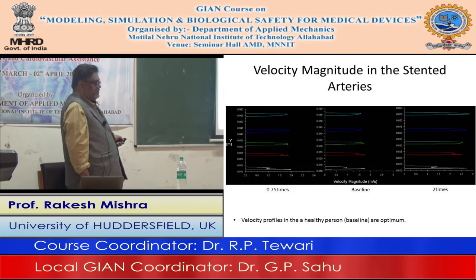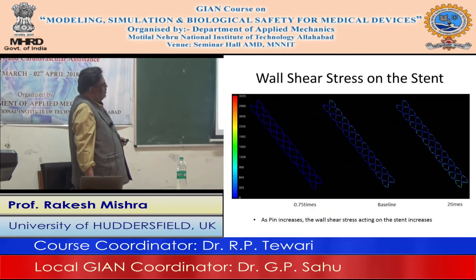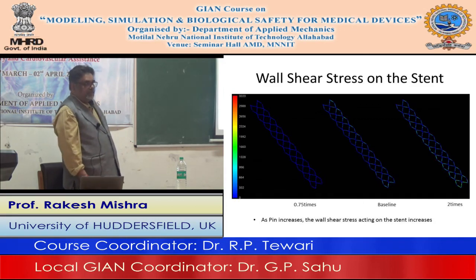Then wall shear stress on the stent: as you can see here, if P in is higher, areas of high wall shear stress are more predominant in the case of the stent as compared to the normal baseline stent or the below baseline stent. So you can see wall shear stresses are smaller in this case, but there are areas of very high wall shear stress here if P in is higher. So high blood pressure may have significant influence. If you don't manage your blood pressure, it may have significant influence on the performance of the stent in the body. Okay.